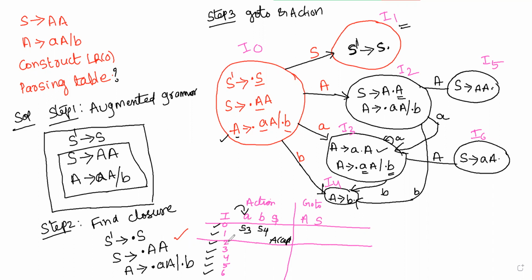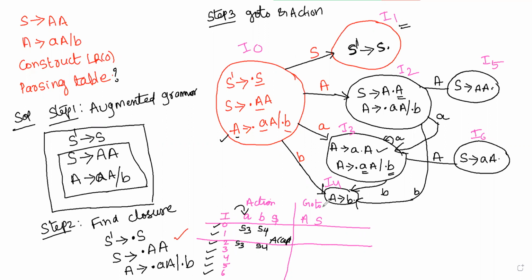Now I2 on a goes to I3, hence I can say this is S3. Now I2 on b goes to I4, hence I can say this is S4.